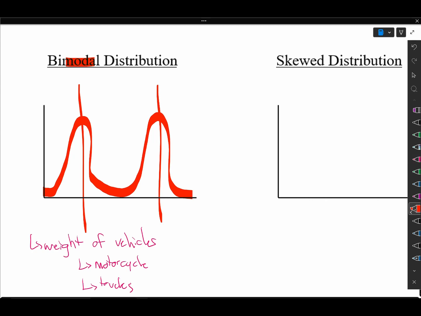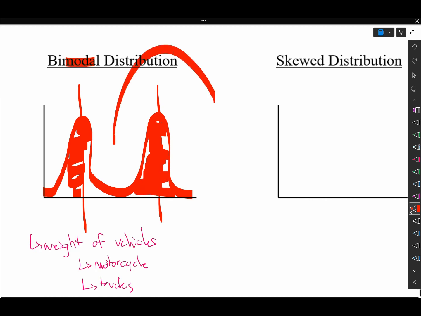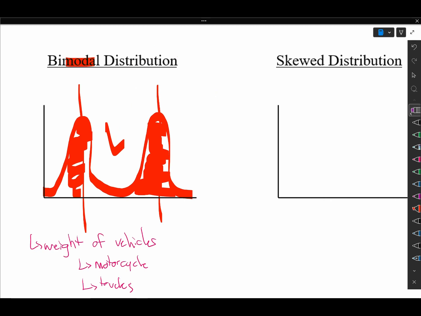We will have a lot of our motorcycles all down here. We'll have a lot of our trucks that weigh much more than motorcycles weigh up here, and rarely will we end up with many vehicles in the middle. We'll have 2 distinct groups. That's what would tell us that we're working with a bimodal distribution.